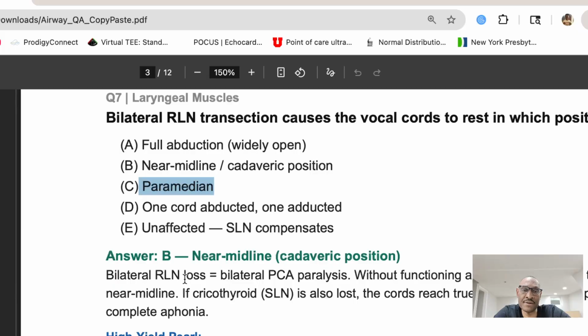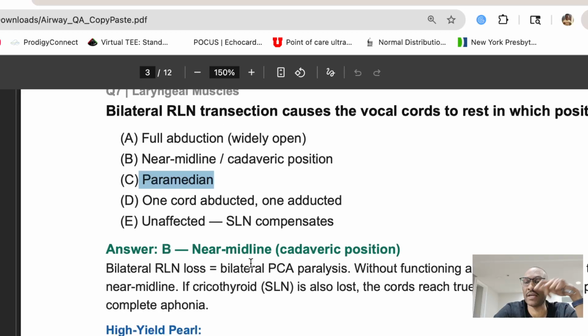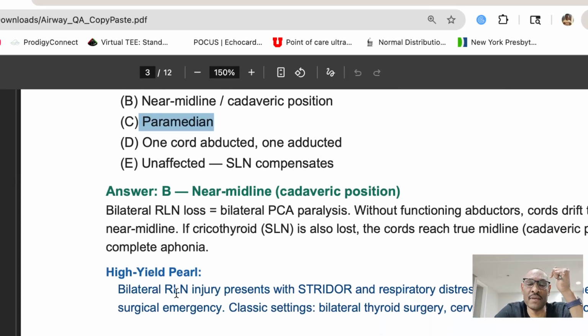Bilateral recurrent laryngeal loss leads to bilateral PCA paralysis. Without function, the adductors, the cords drift to near midline. If the cricothyroid is also lost, the cords reach true midline, which leads to complete aphonia. So the worst possible thing that can happen is a bilateral recurrent laryngeal nerve injury. Remember that. Stridor and respiratory distress are typically observed in this pathology. If it's only hoarseness, it's not a bilateral injury. So this is always going to be a surgical emergency.